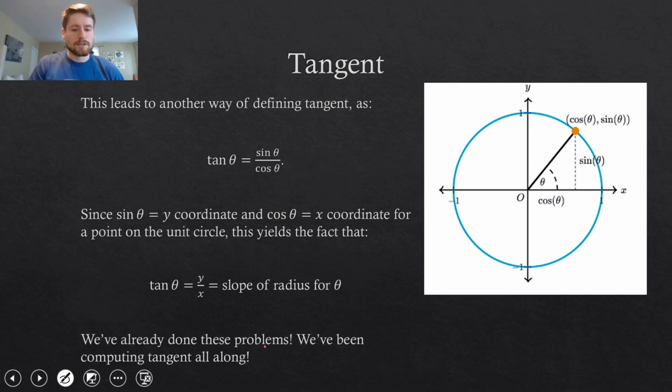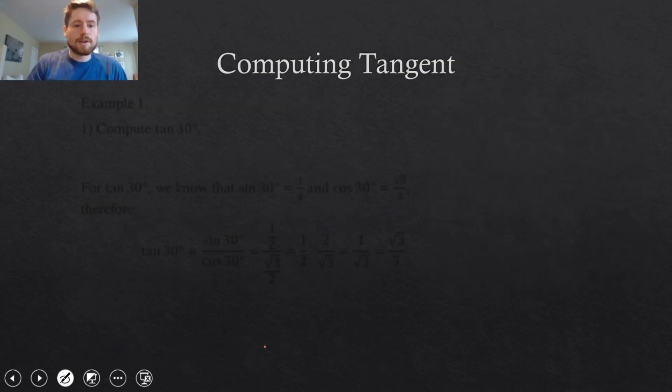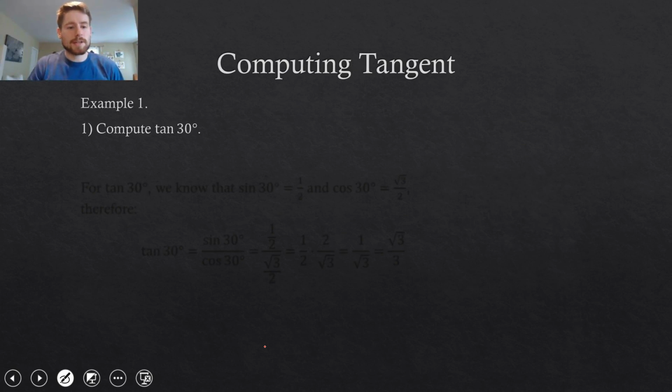Okay? So we've already been computing these problems. We've been finding slopes of radii because we knew the x and y coordinates, so we were just dividing them, y divided by x, and finding the slope. So we've been finding tangent this whole time without actually calling it the tangent. Okay, so we'll do a couple examples computing tangent.